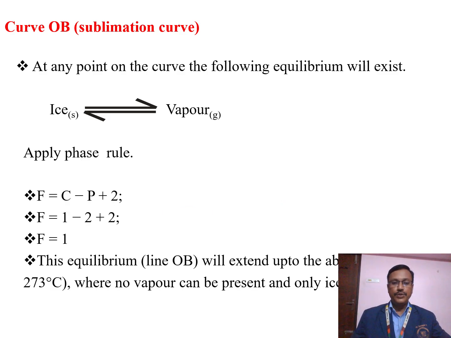Apply your phase rule. F is equal to C minus P plus 2. F is equal to 1. This is known as curve OB. This equilibrium will extend up to absolute zero, the left extreme we studied, right? Minus 273 degrees Celsius, where no vapor can be present and only ice will exist. This is called curve OB, the sublimation curve.